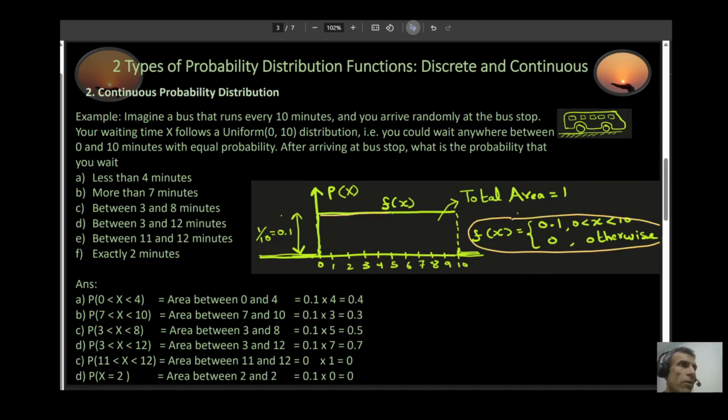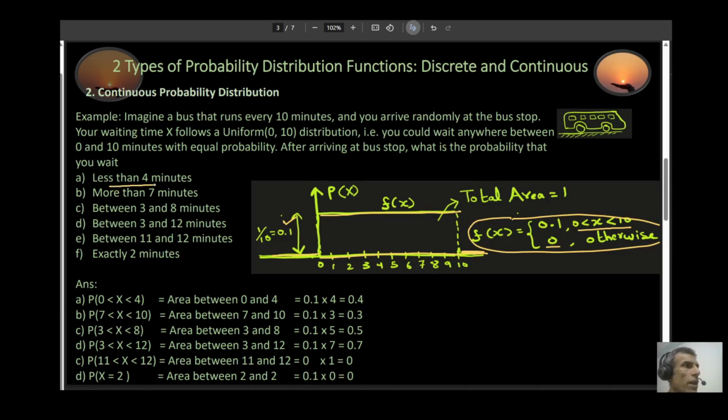My f(x) is equal to 0.1 right here, as long as my x is between 0 to 10. So as long as my x is in this area, my f(x) is going to be 0.1. After that, my f(x) becomes 0. So on this side, my f(x) is equal to 0, and on this side, my f(x) is equal to 0.